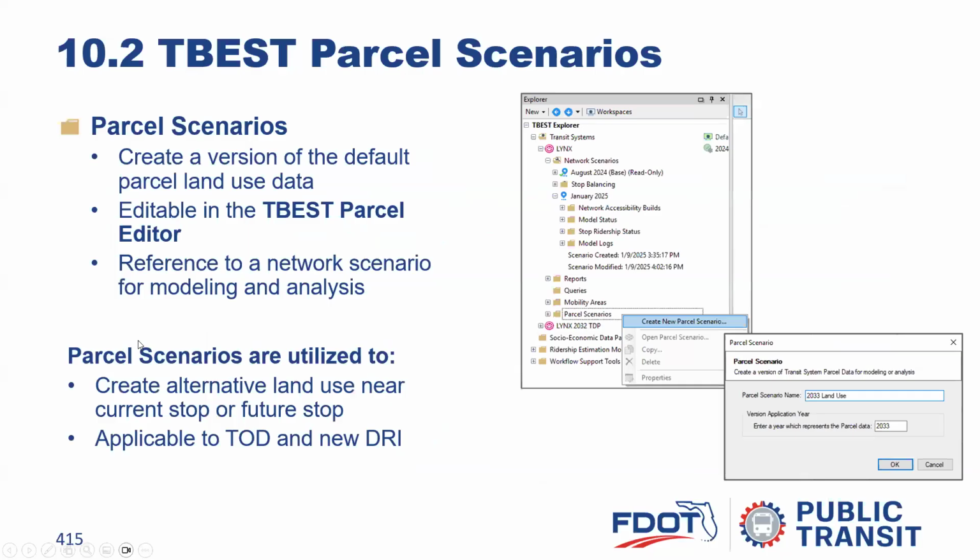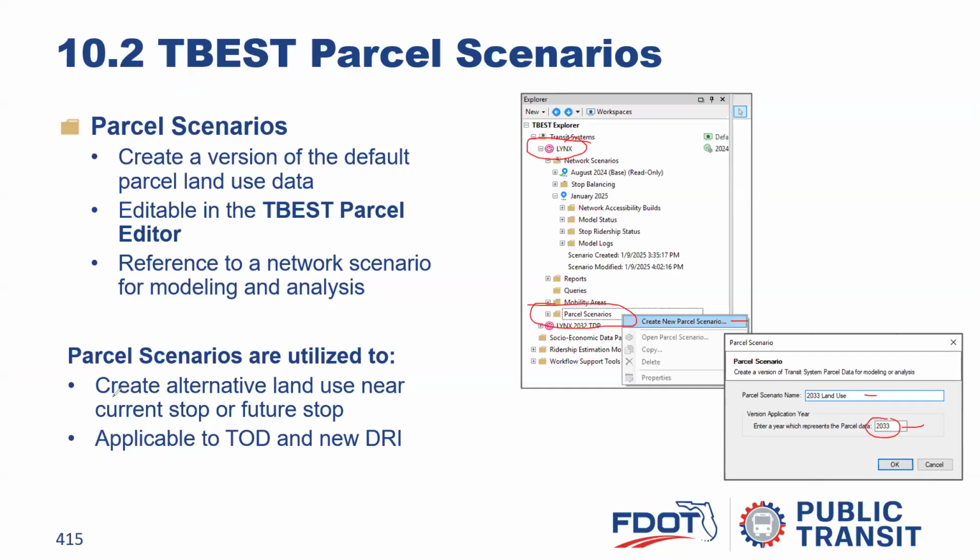All right, so parcel scenarios. We mentioned these, and basically you can create a version of the default parcel land use data that's editable in the parcel scenario editor. So how that sets up is you have this parcel scenarios folder in TBEST Explorer that's underneath of a transit system. You can create a new parcel scenario, give it a name and an out year that it would represent. In this case, it's 2033.